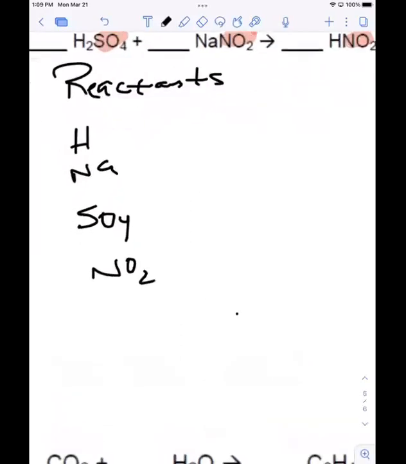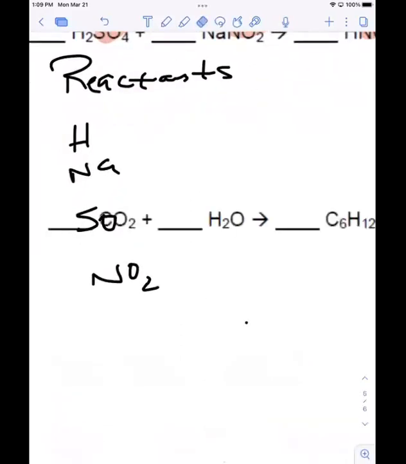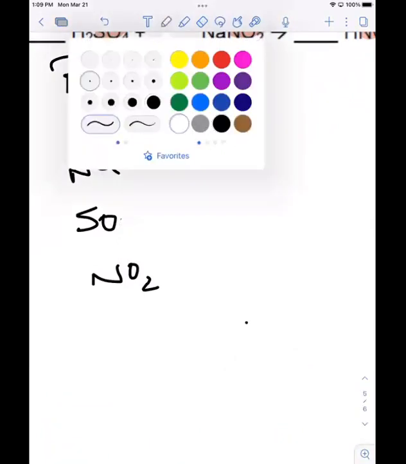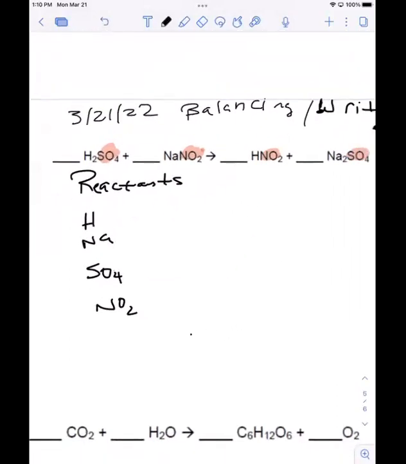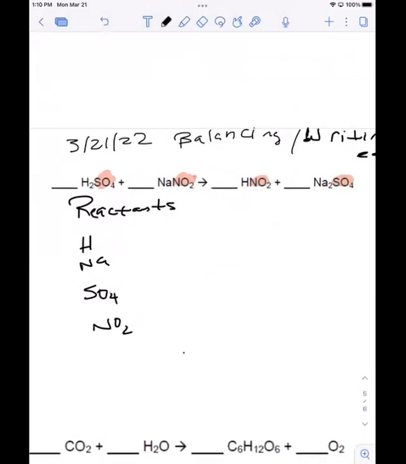And that's not soy, by the way. Let me fix that. Hold up. I tricked myself out of that by writing that out. That's all right. So it's SO4 and NO2. All right. So we have two hydrogens. We got one sodium, we got one SO4 and one NO2. Everybody okay with that?